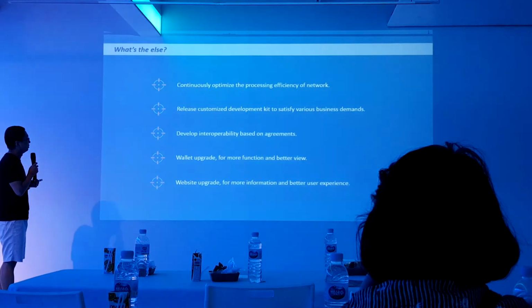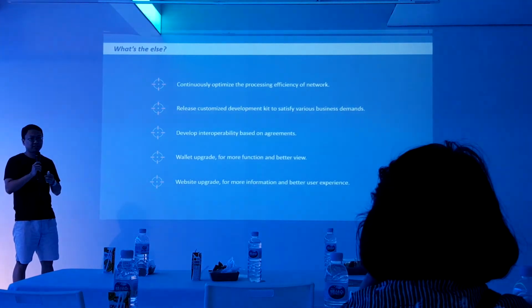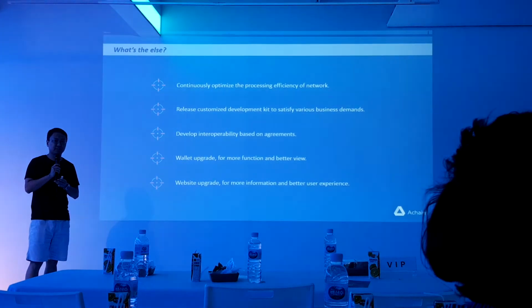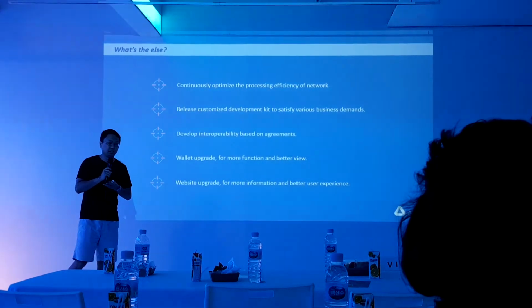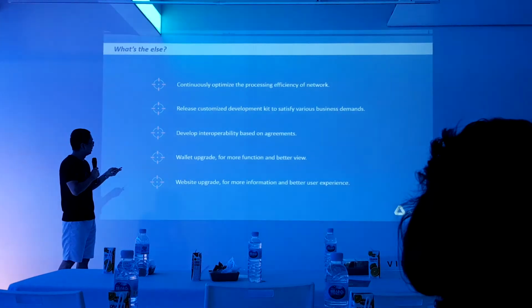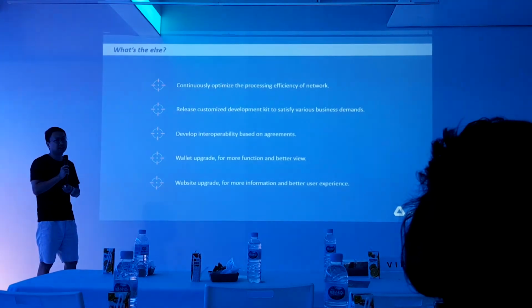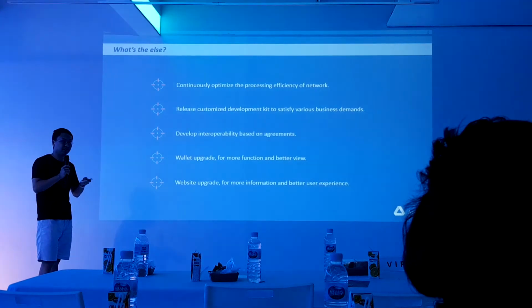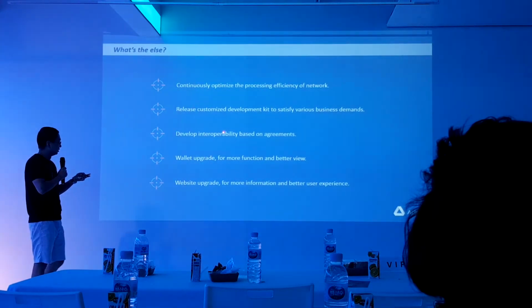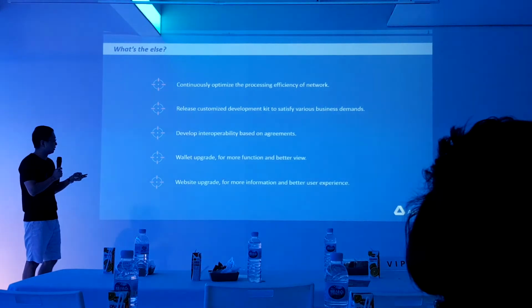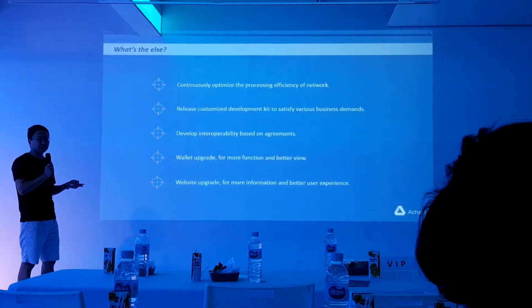And in the future, we will optimize the processing efficiency of this network, because as I just mentioned, Achain can realize 1,000 TPS right now, but that's not enough. We will realize higher TPS. Another thing is we will build a customized development kit for different developers for convenience in development. Another thing is cross-chain communication based on the agreement, and of course wallet and website updates.